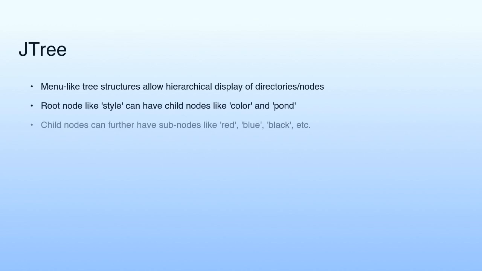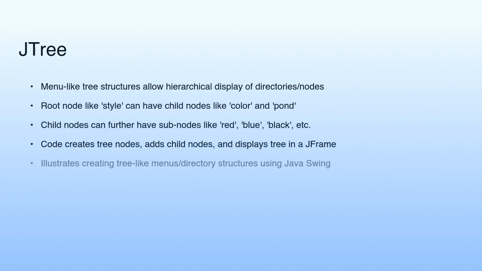Tree enables the hierarchical display of nodes or directories in a tree-like structure. A root node, such as style, can have child nodes like color and font, which can further have sub-nodes like red, blue, and black. The code creates tree nodes, adds child nodes, and displays the tree in a frame.